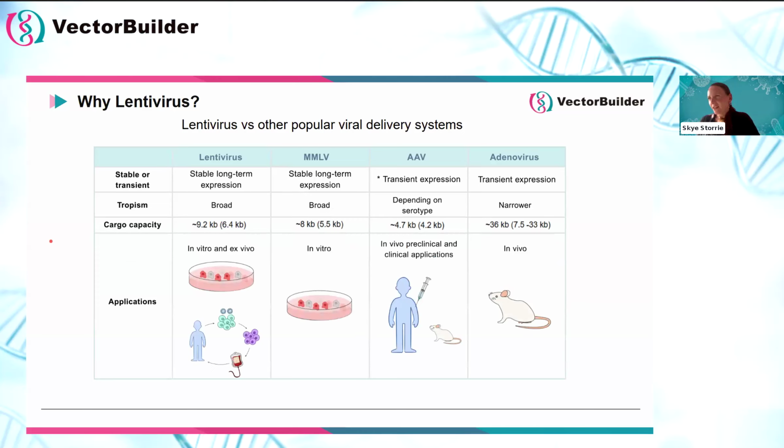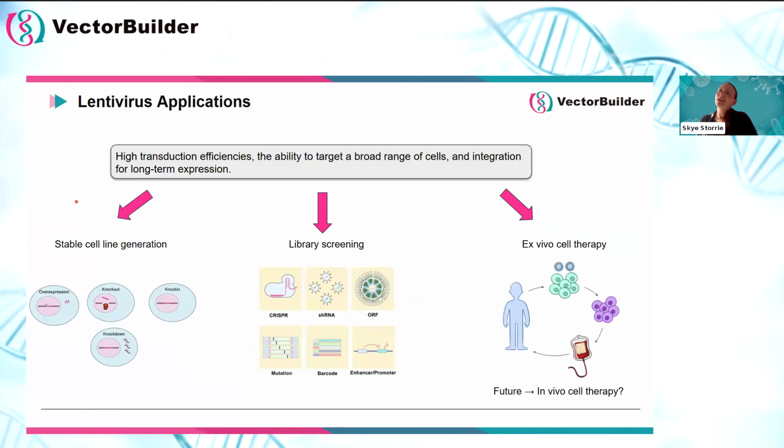In terms of applications, if you want to do in vivo experiments or clinical applications, then AAV is generally a widely used vector. And this is because it has low immunogenicity compared to, for example, adenovirus, as well as low pathogenicity. But if you want to carry out in vitro experiments or ex vivo modifications, then lentivirus is a really popular choice.